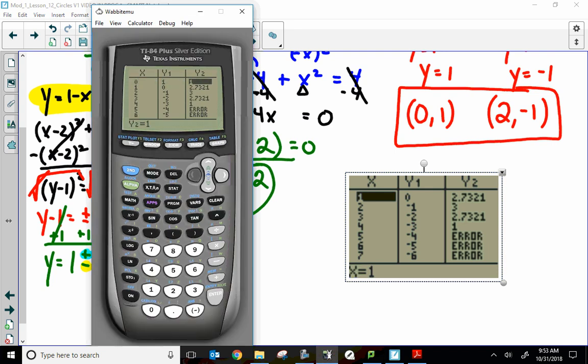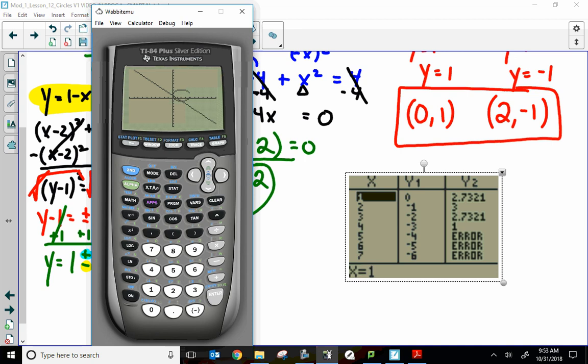That's how I know one of my answers. But look what happens when x is 2. Weird, isn't it? That should be the same. I should have the same y value. So what I'm going to do, I'm going to look at my graph again, and I'm going to zoom in here, at 1, 2, -1, and see what the deal is.